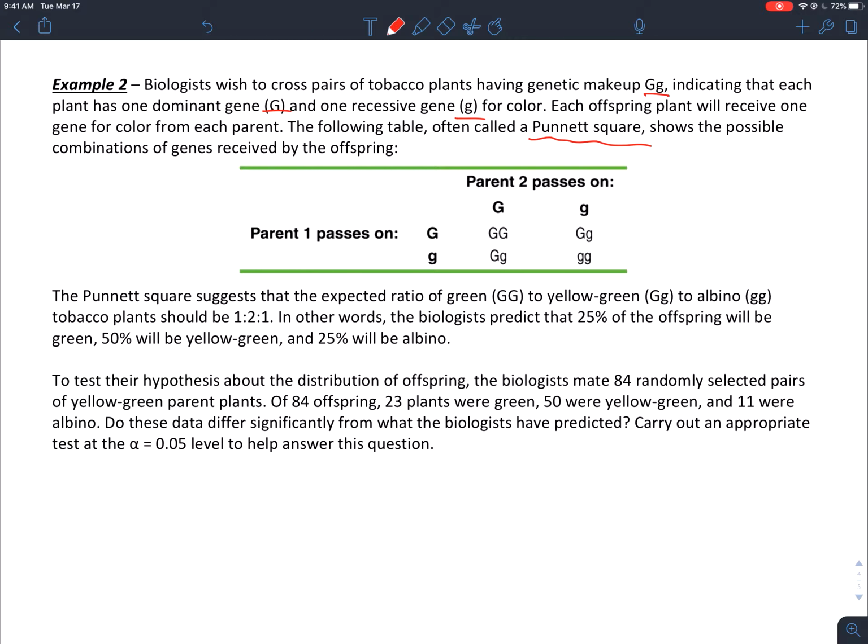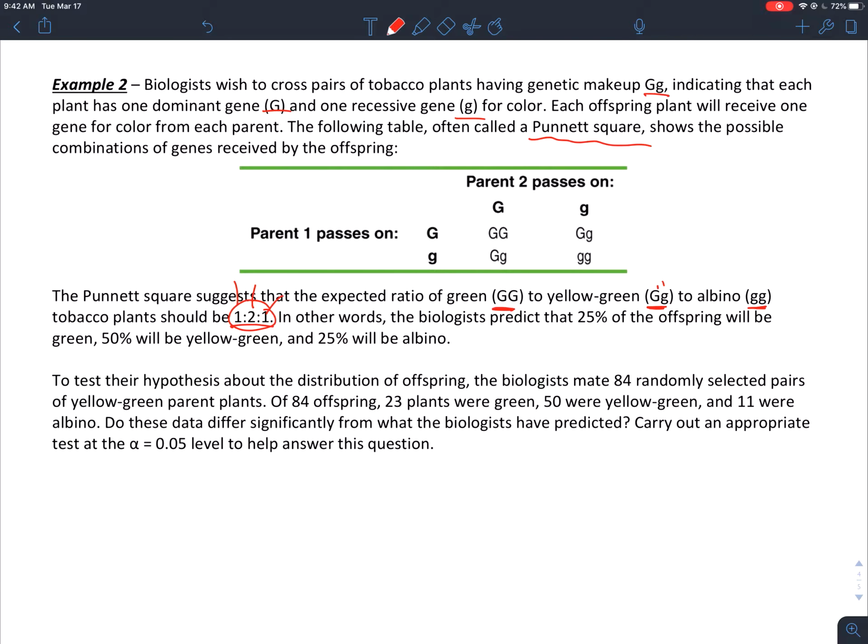So what does this tell me? The Punnett square suggests the expected ratio of green to yellow-green to albino tobacco plants should be 1, 2, 1. In other words, if I take a huge group of these plants, this should be the distribution I see in that group. For every one GG, I should see 2 Gg and 1 gg.